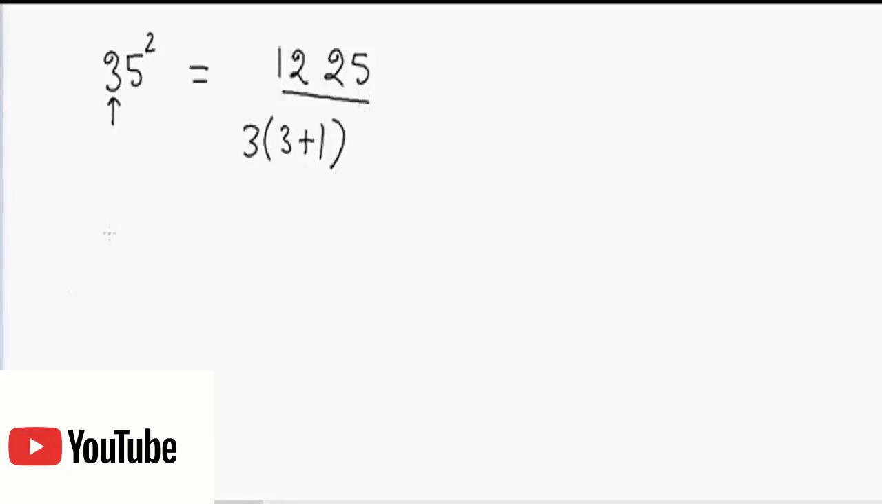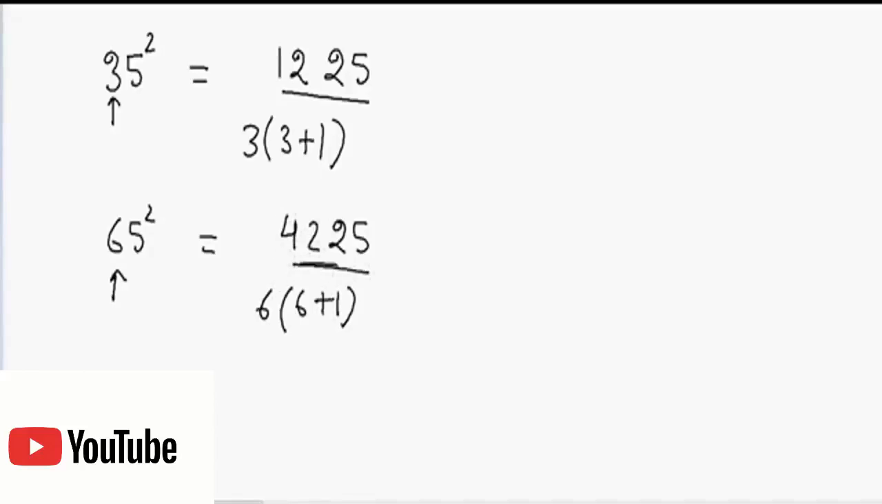Another example: if I have 65 squared, in that case I write 25 and then I take 6. Multiply 6 by 6 plus 1, that is 7. 7 into 6 is 42. So the answer is 4225. So how does this trick work? Let's look into that.